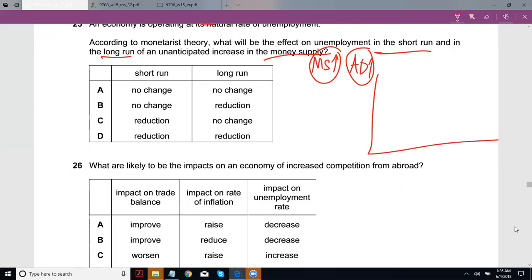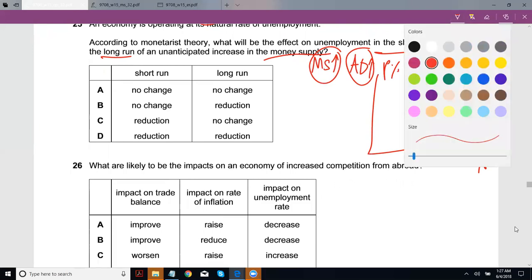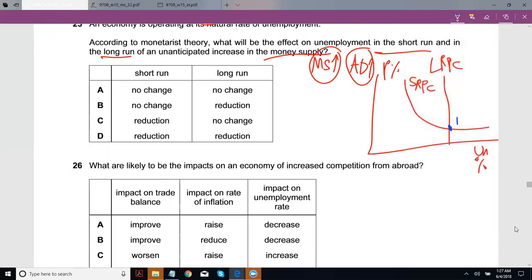We know that. Now, if you look at the monetarist Phillips curve. So this is your unemployment percentage. This is your price level, the percentage of that, and this is your short run Phillips curve. So the idea here is you were here before, let's say at point A, because aggregate demand increased, you went to this point. So you successfully managed to reduce unemployment in the short run. So in the short run, unemployment should reduce.